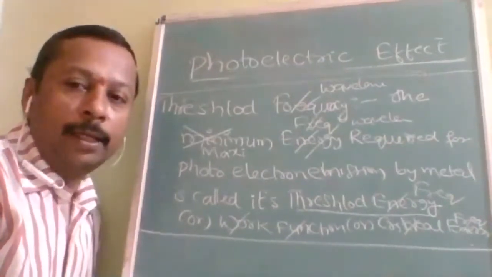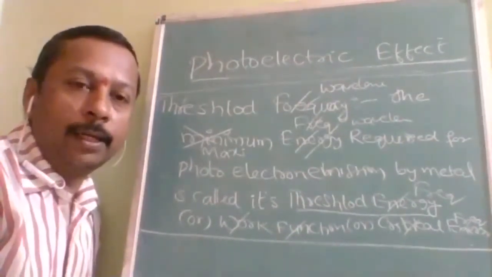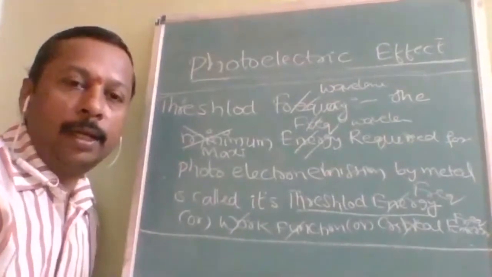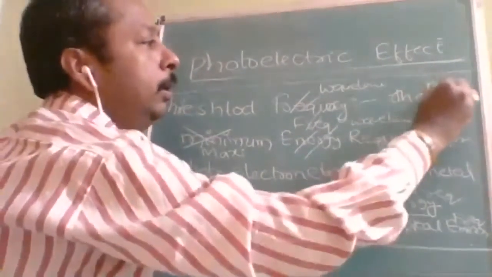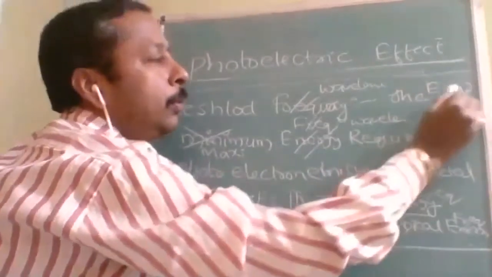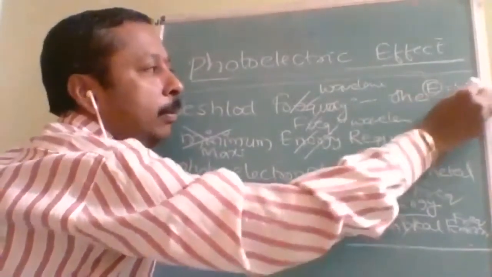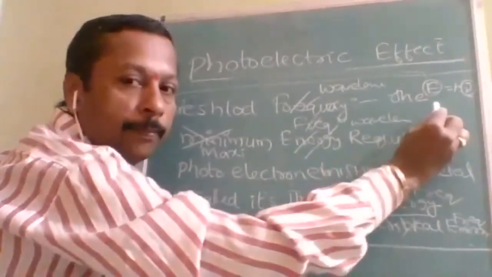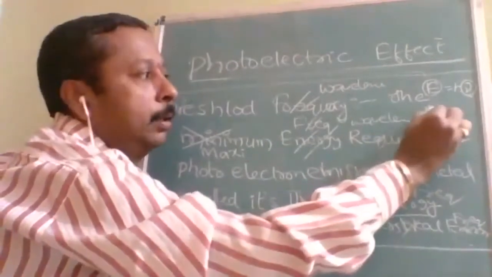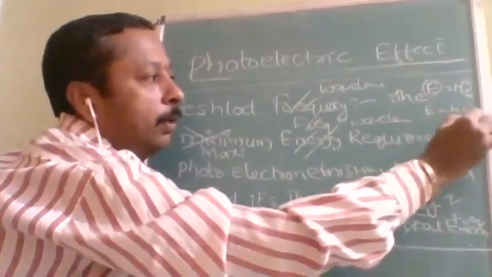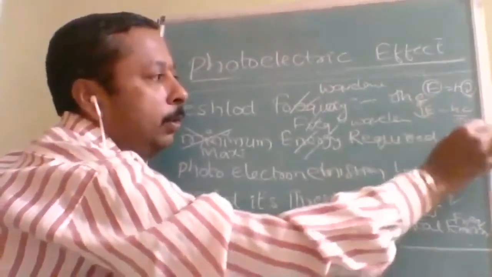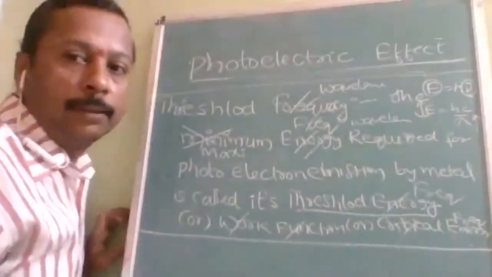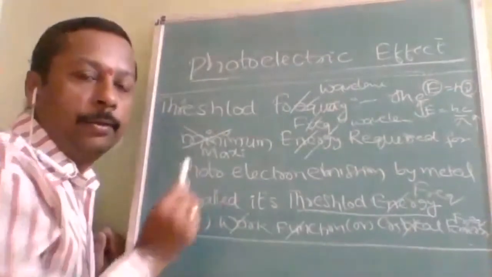Because energy and frequency are directly proportional, and energy and wavelength are inversely proportional. See here, E is equal to h nu. So if energy is minimum, frequency will also be minimum. But E is equal to hc upon lambda. When energy is minimum, wavelength will be maximum. That's why here also we will change.